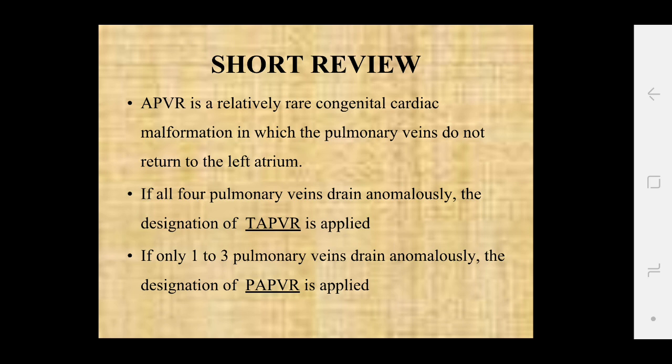or total anomalous pulmonary venous connection. If 1 up to 3 of the pulmonary veins fail to join the left atrium and drain anomalously somewhere else, it will be termed partial anomalous pulmonary venous return.